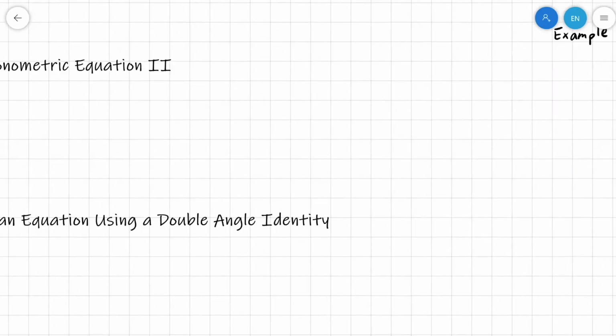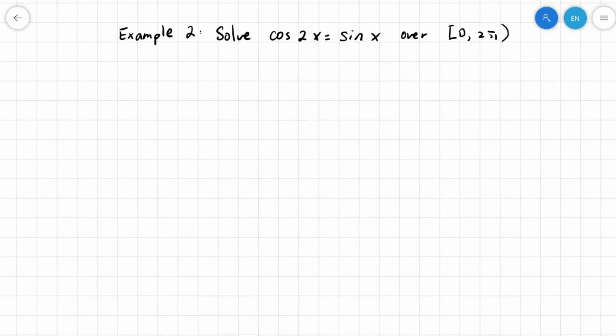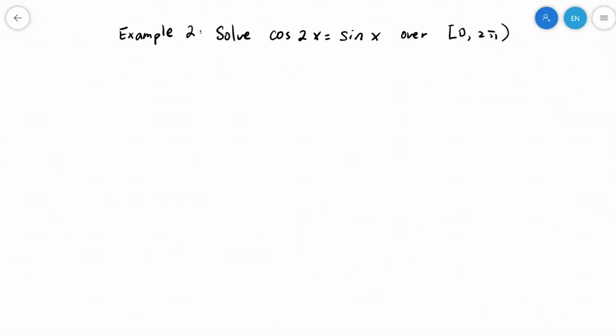So the first example we have is we want to solve the equation cosine of 2x equal to sine of x over the interval of 0 and 2 pi. To solve it, I'm first looking at the equation cosine of 2x equals sine of x. I cannot really solve it using the linear way, factoring, or anything we talked about in section 6.2, because we have both sine and cosine and one of the trig functions has 2x.